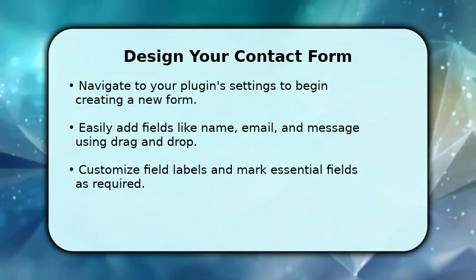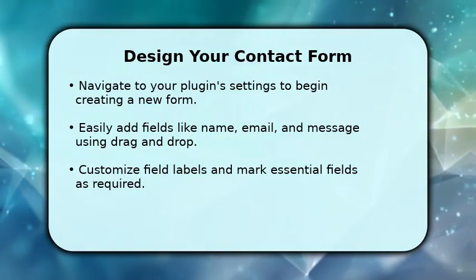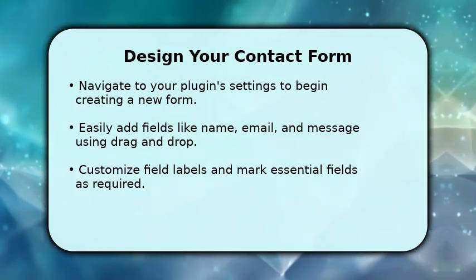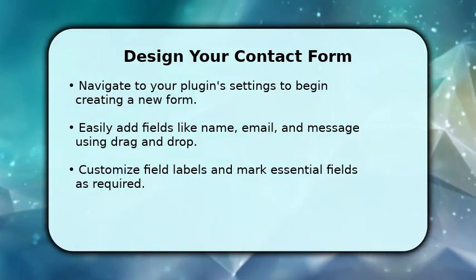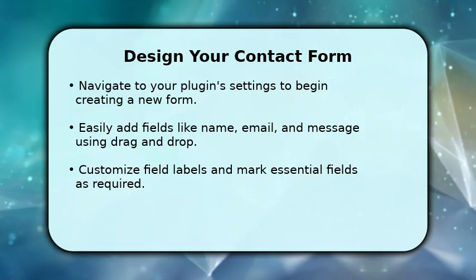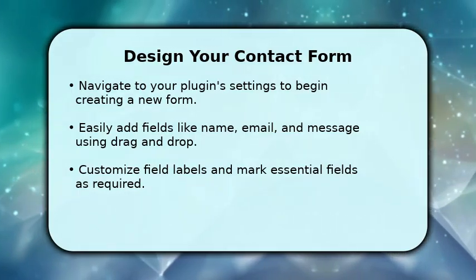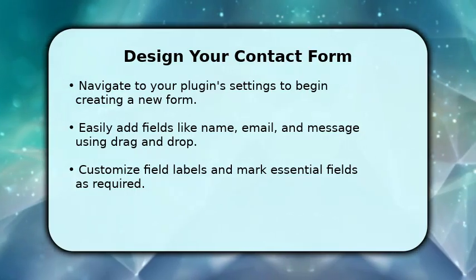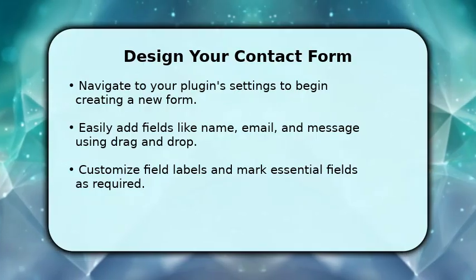Now that your plugin is active, it is time to design your contact form. Head over to the plugin settings within your WordPress admin area. Here, you can create a new form and easily add various fields such as name, email address, and message using a simple drag-and-drop interface. Remember to customize the field labels and mark any essential fields as required for submission.